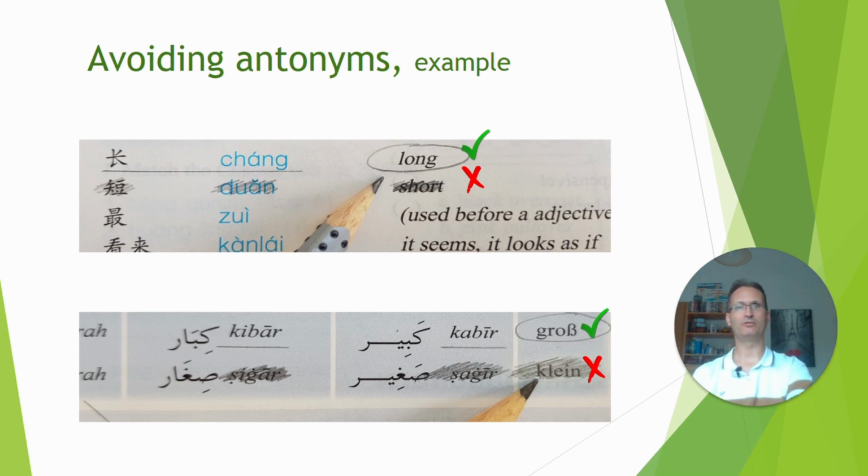Next example from Chinese, where you can see at the same place long and short, and I chose one of them. And a similar example with little and small from Arabic. I think it's quite clear, and I hope you can follow my presentation and everything is clear so far.